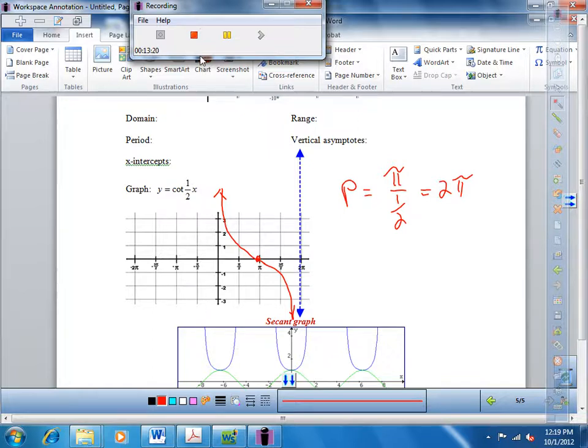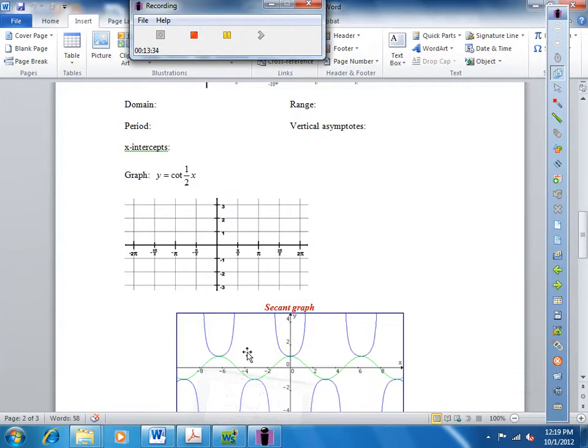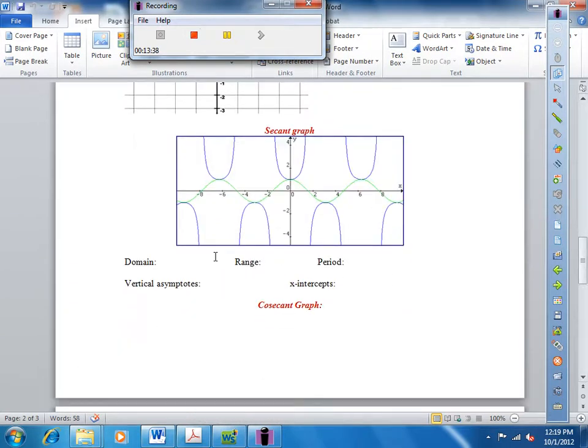Okay. And then we have the graphs of secant and cosecant. Did I tell you this? I told you that joke, right?